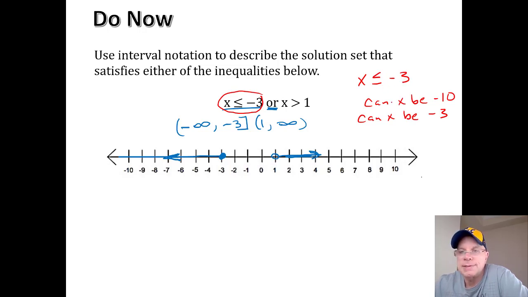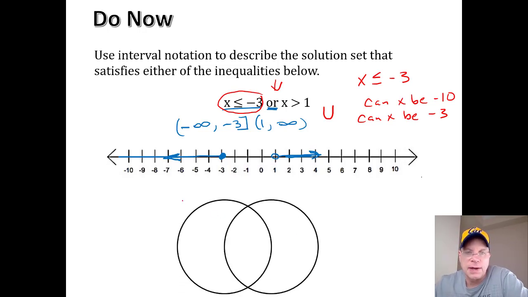So when it's or, it's either one or the other will satisfy the inequality. In the same way that this or means any of the numbers less than or equal to -3 or any numbers greater than 1. This is called the union. That's an easy symbol to remember because it's a big capital U for union.